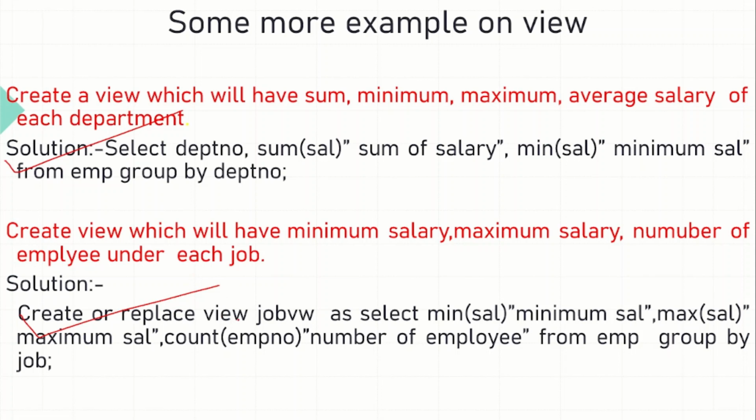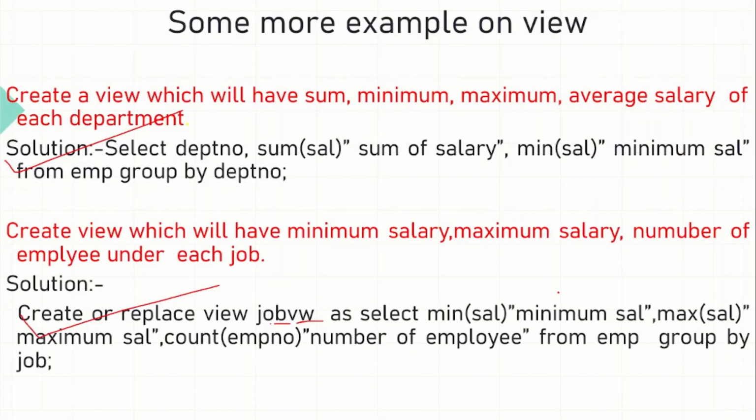Every time if I write a query like select star from job view, it will give all these summarized details. Means we'll be able to give the minimum, maximum, and number of employees working, right? So now you can understand the advantage of views. That was all the theoretical part related to views. Now we'll do hands-on on views.